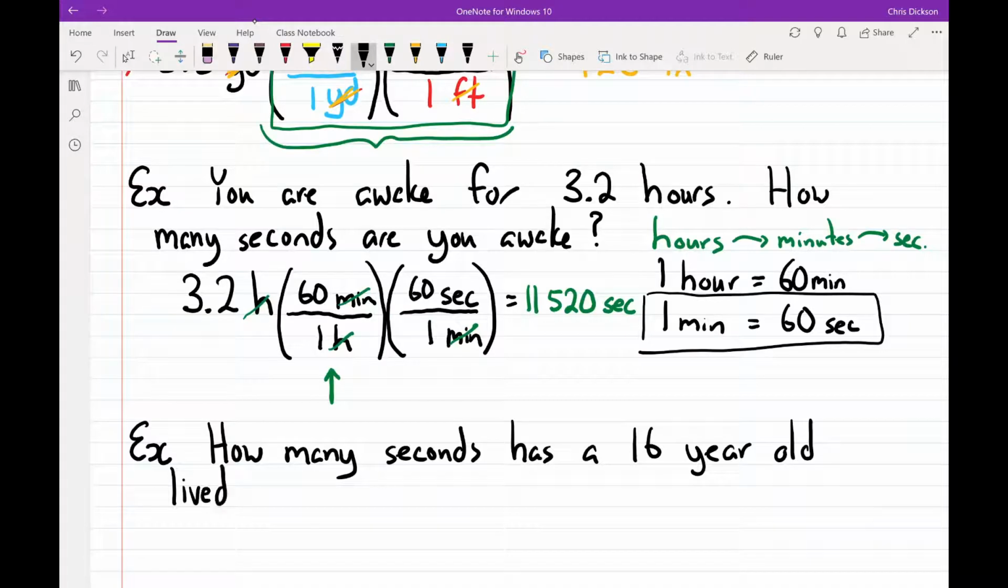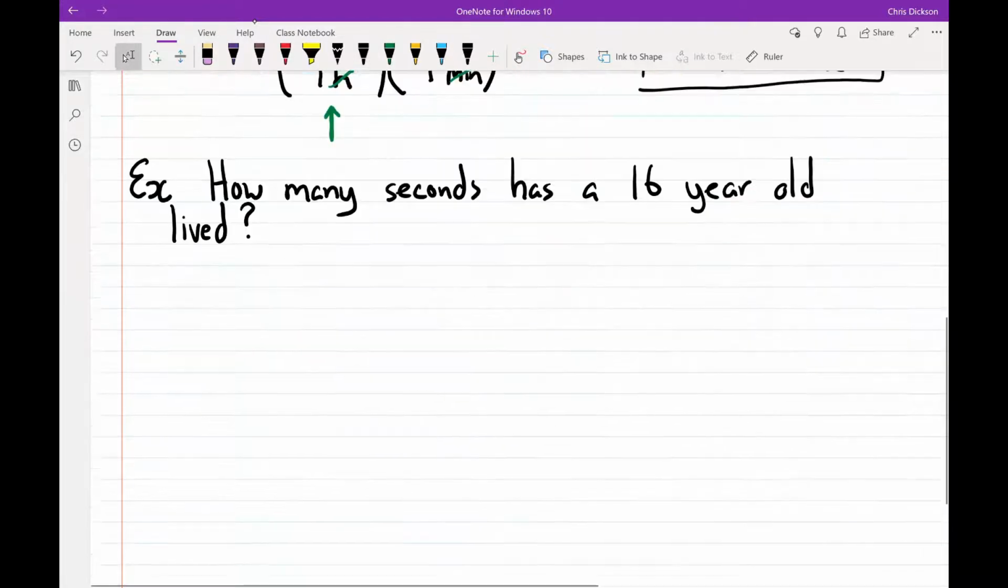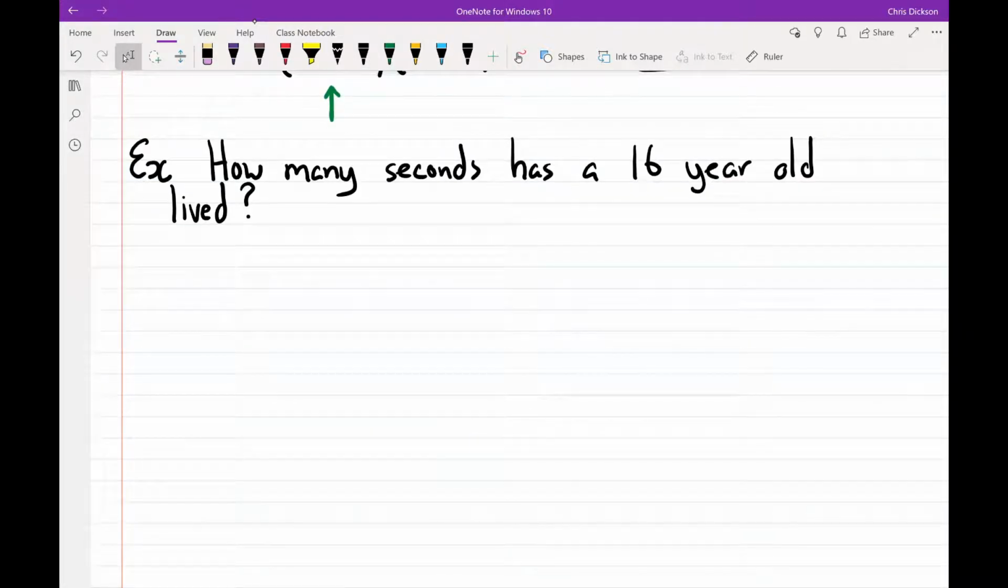And I'm gonna add a few conditions to this question because I think this could be interpreted many different ways. Let's say you've just turned 16 years old, so you've been around for 16 years. How many seconds have you lived for? That's the first condition.